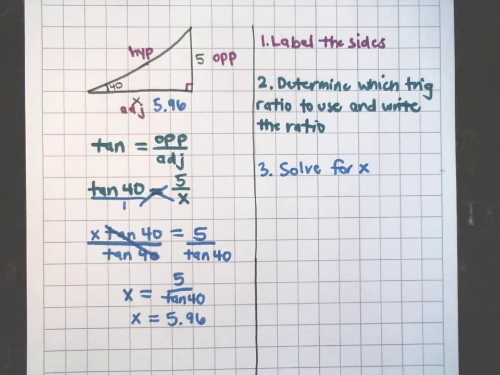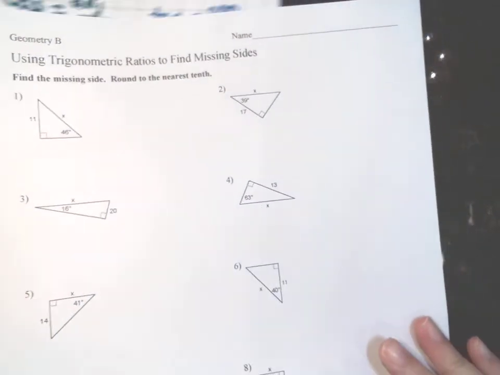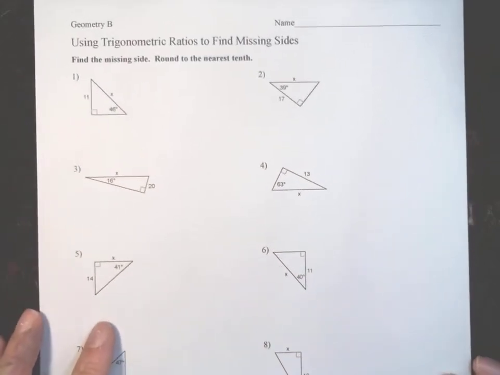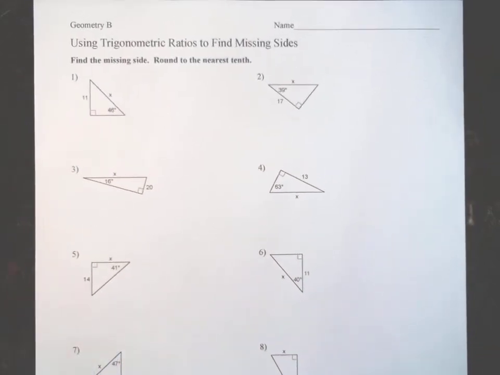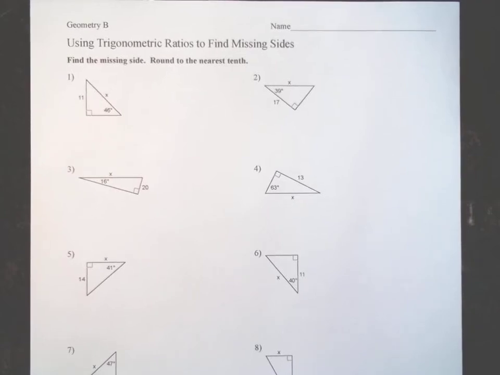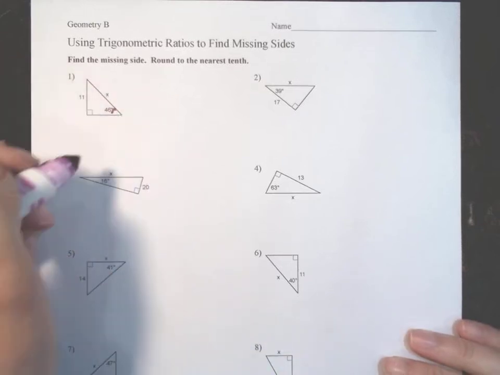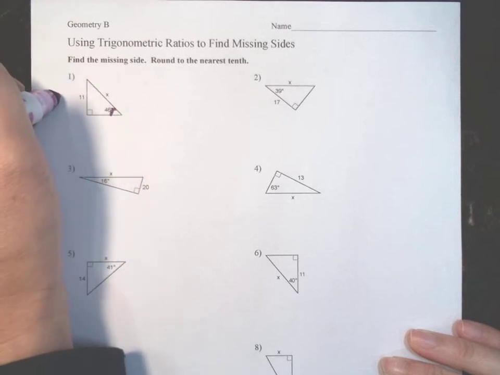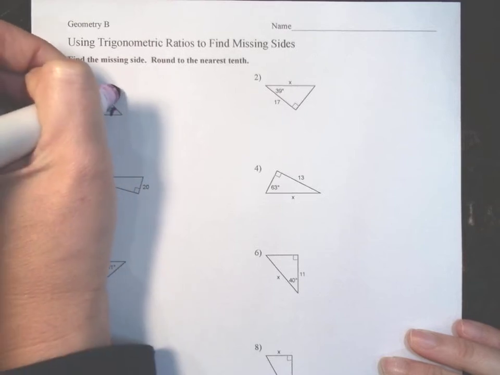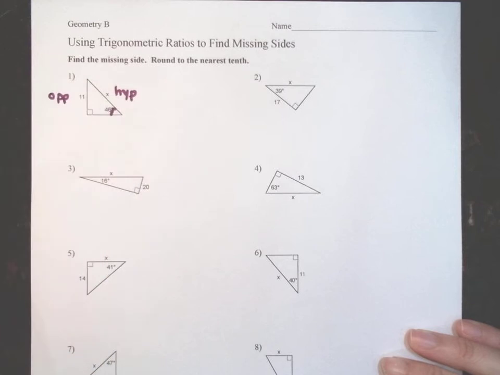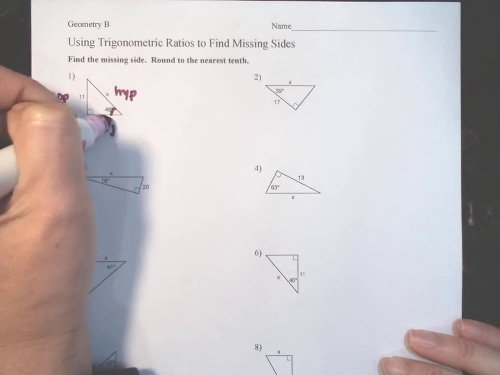Okay, so let's look at your assignment. We'll do a couple of these together. So we're going to do the same thing that we just did in our notes. We're going to try to find the missing side using our trig ratios. So step 1 is label the sides. We're working from this angle here, which means this side is the opposite side. This side is the hypotenuse. It's across from the right angle, and that means this side is the adjacent side.